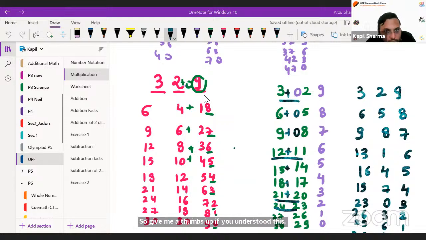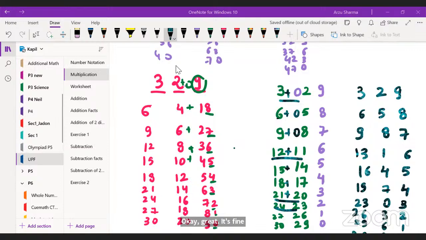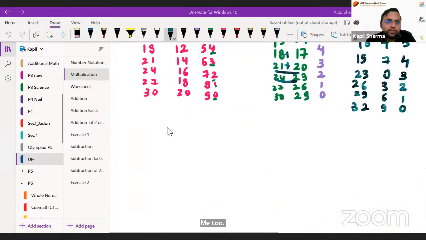Parth, okay, Parth, good. Neetu, Sujal, okay, great, fine. Neetu, okay, fine. That's good.